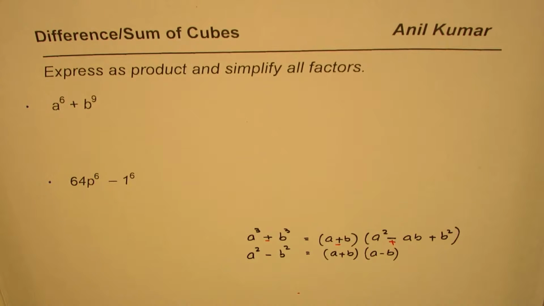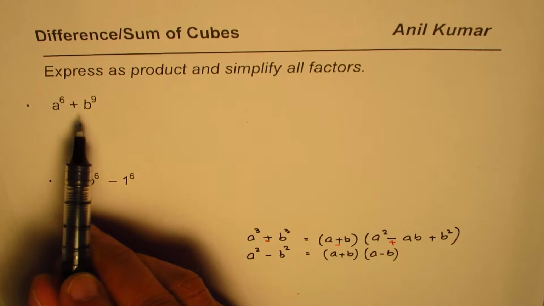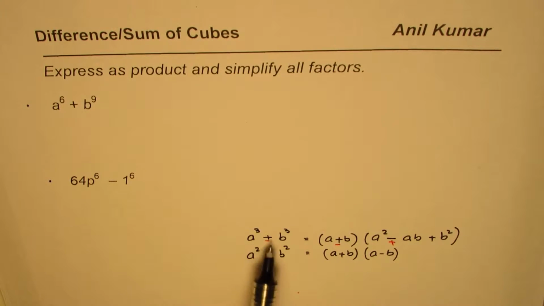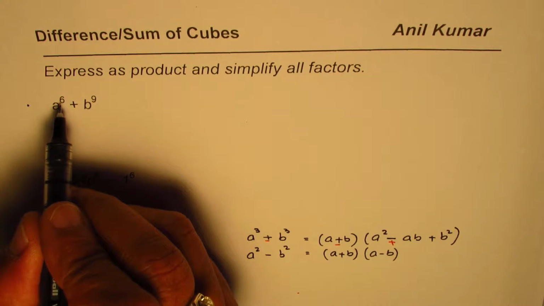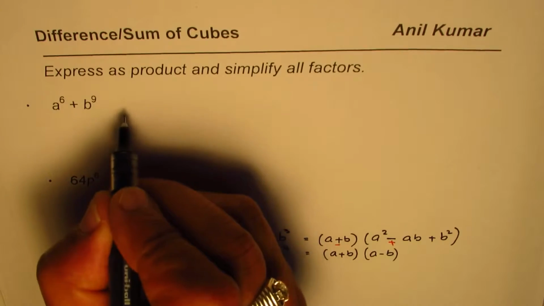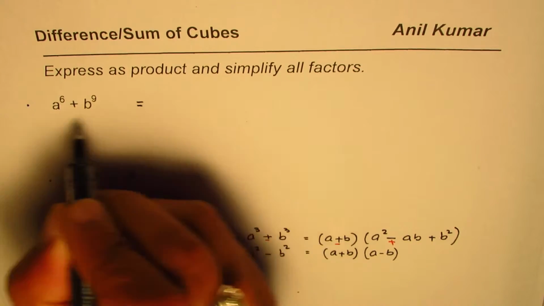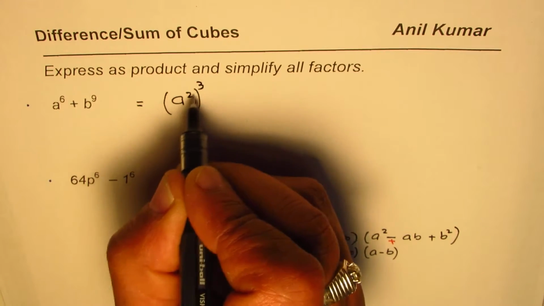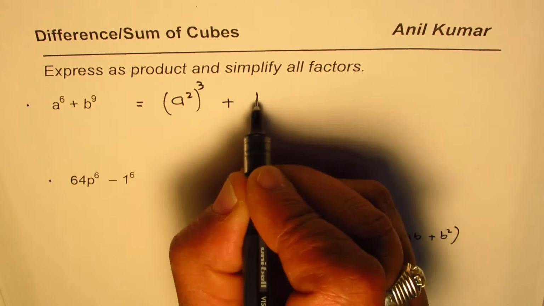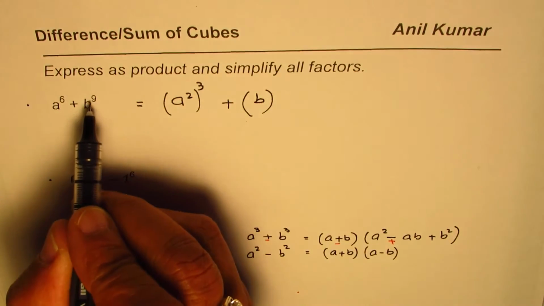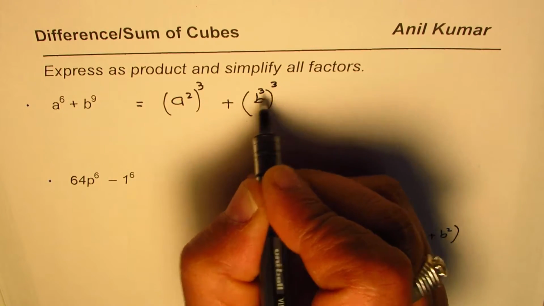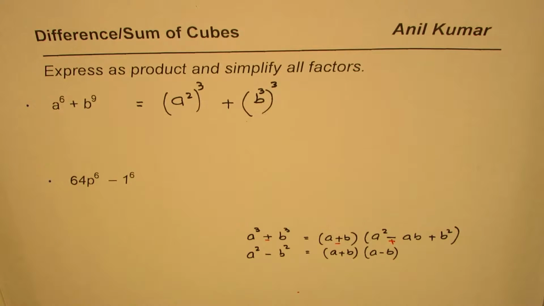Now, I think you can pause the video and answer the question. So let's see how to do it. So first, let me write them as cubes. 2 times 3 is 6, so I could write this as a square cubed. Do you see that? And for b, 9 divided by 3 is 3, so we can write b cube cubed. That is how you can write it as a cube.